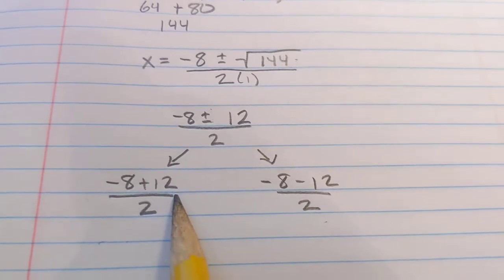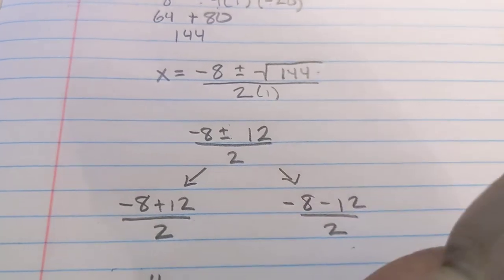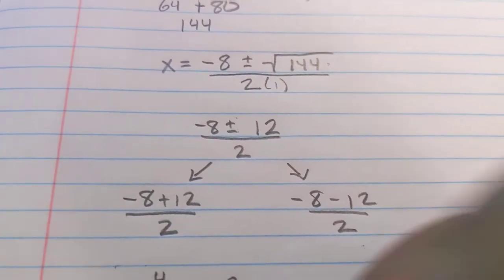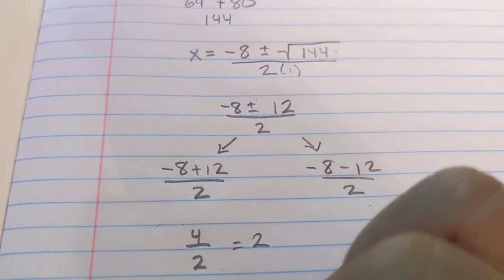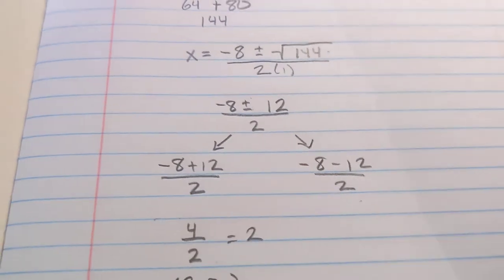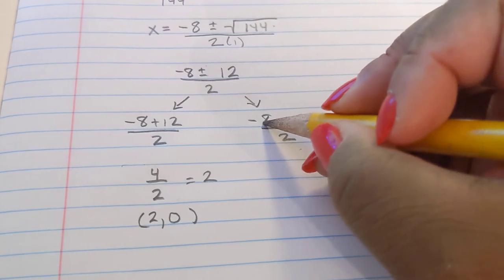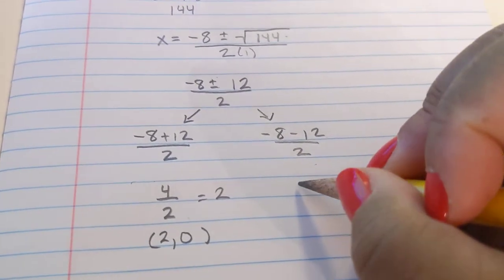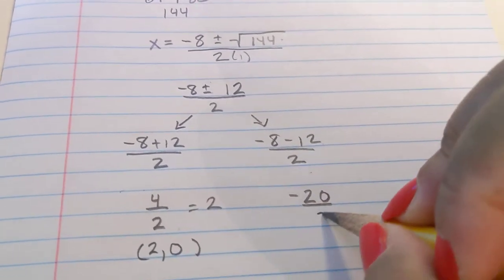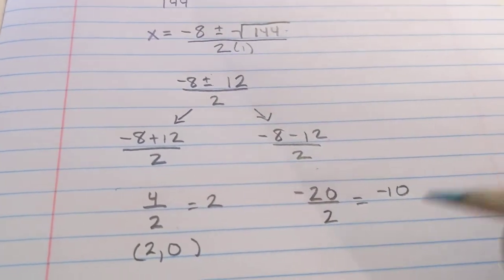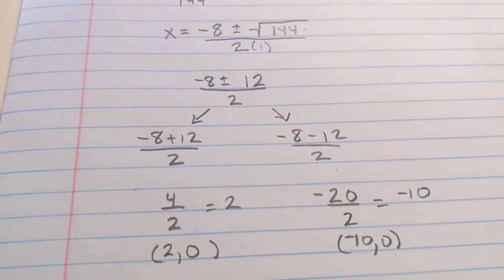So negative 8 plus 12 gives me a positive 4 divided by 2, which equals 2. So the x value for one of my solutions is going to be a positive 2. We will write that as an ordered pair as (2, 0), because my y value is 0 at the x-intercept. Now over here, I have negative 8 minus 12. That's going to give me, you're so smart, a negative 20. And we divide that by 2, which gives us a negative 10. So my ordered pair for the x-intercept is going to be (negative 10, 0).